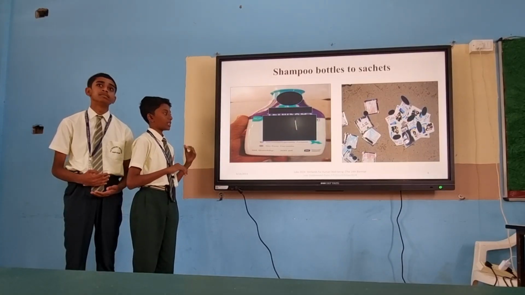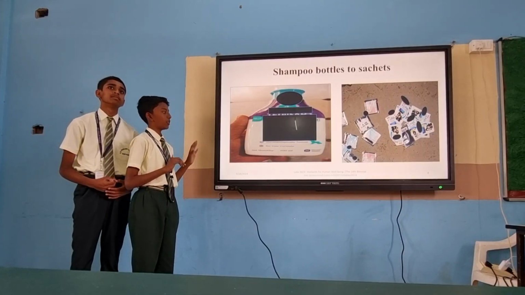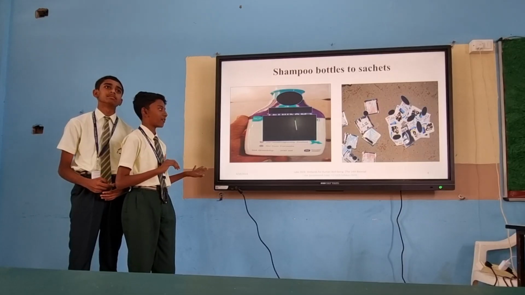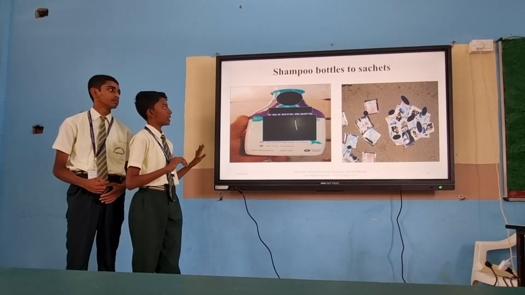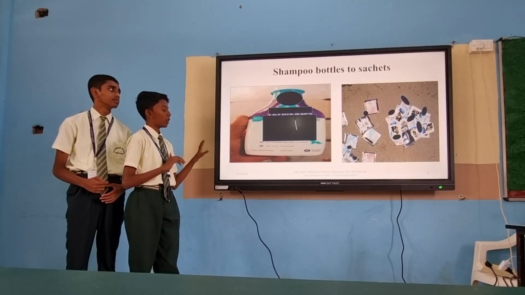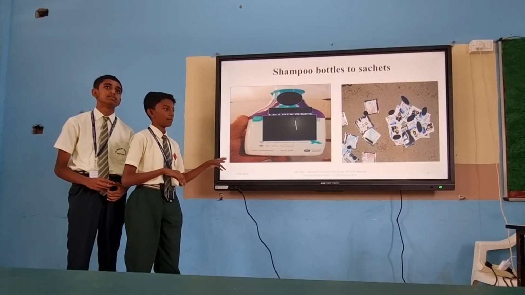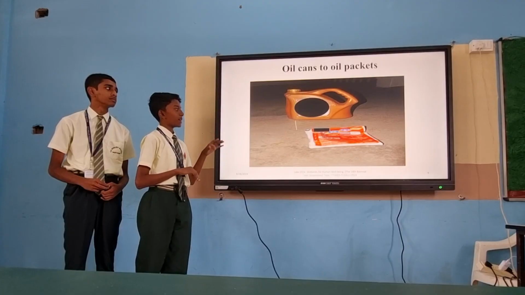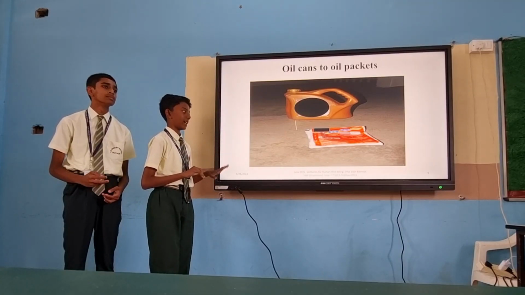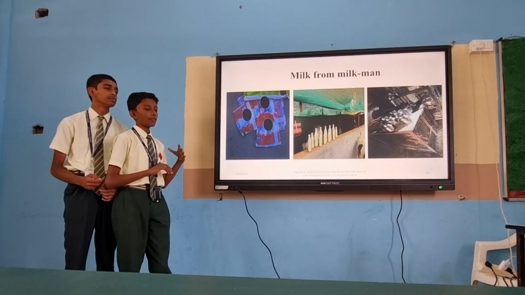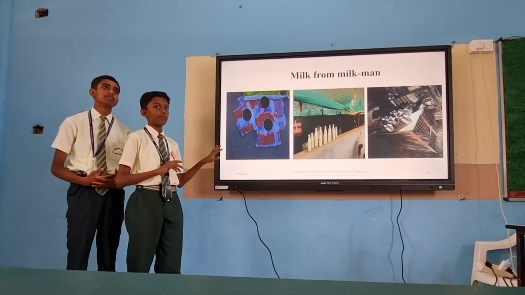So, the following measures were adopted by Sheila and Pete to reduce the amount of waste generated from our house. She started to use shampoo bottles instead of shampoo sachets so that the bottles can be recycled. Same case with the oil cans, they can be recycled. We have to buy milk from a milkman.